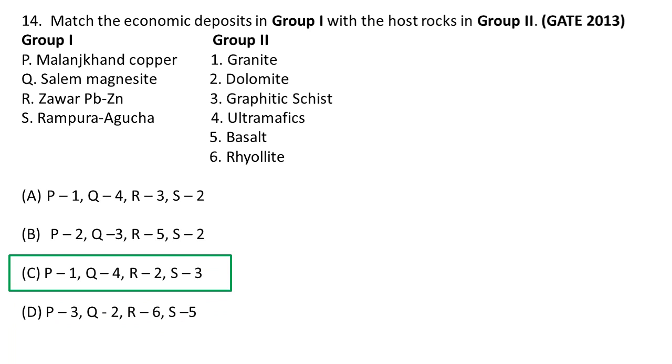Malanjkhand copper deposits are hosted in granite, and Salem magnesite is for ultramafics. Zawar lead-zinc deposits are important for dolomite, so the host rock for the Zawar deposits is dolomite, and the Rampura Agucha deposit is well known for graphitic schist.